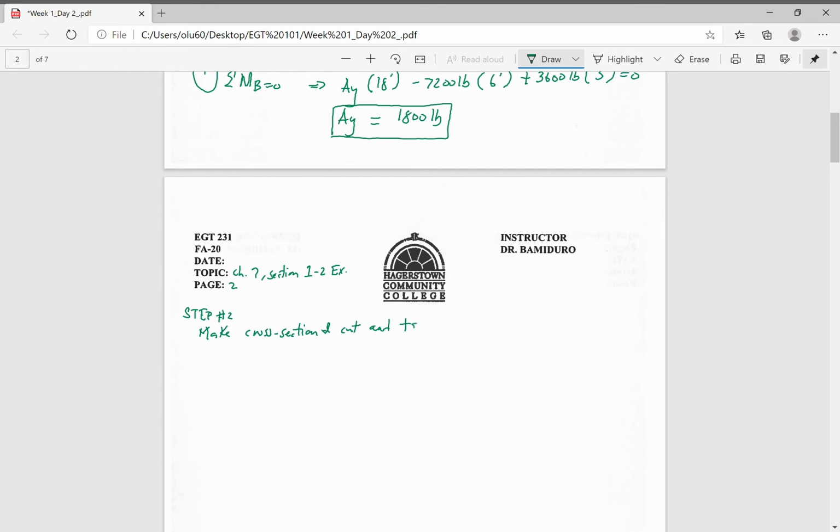And take the left figure. Easier. Okay, so in doing so, I'm going to just come here, and this is my cut at C. Made this cut right here.